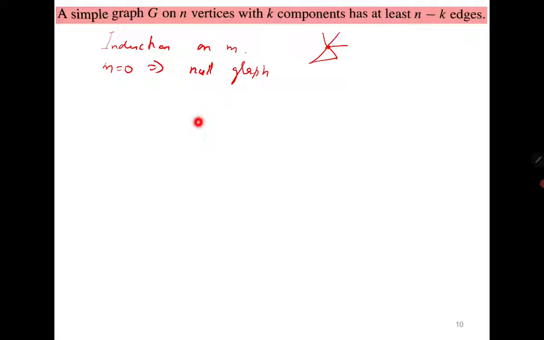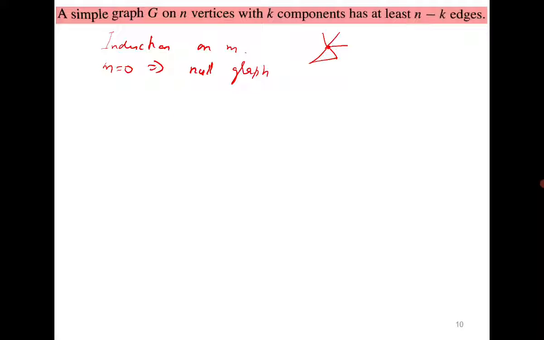So now if m is equal to 0, we have a null graph, and therefore a graph on n vertices has, sorry, the components are, when m is equal to 0, n components, so n minus n edges.